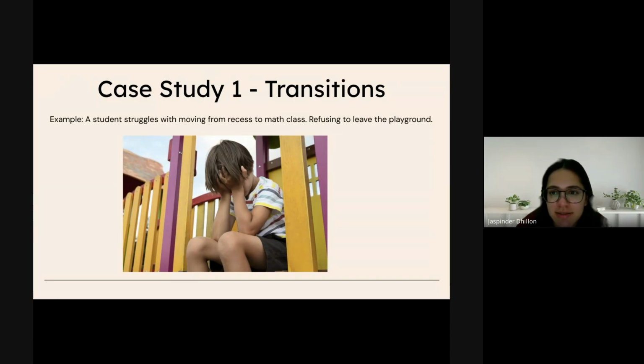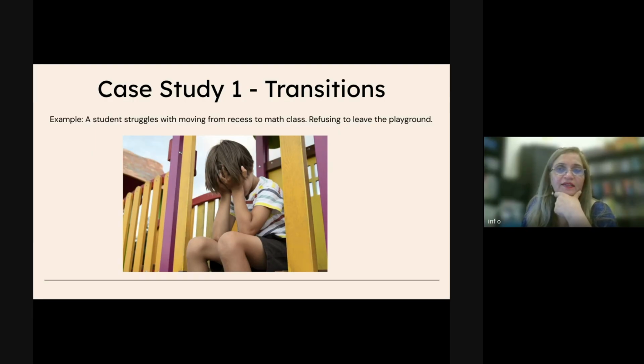Okay, so now we're going to look at some case studies. The first one is a student that is struggling to transition from recess to math class, and they're refusing to leave the playground. So if you could write in the chat what you think the possible strategies are that you could use to help him in his transition. What would you do? Just write something in. There's no right, there's no wrong. Just think. Oh, I like that transition song.